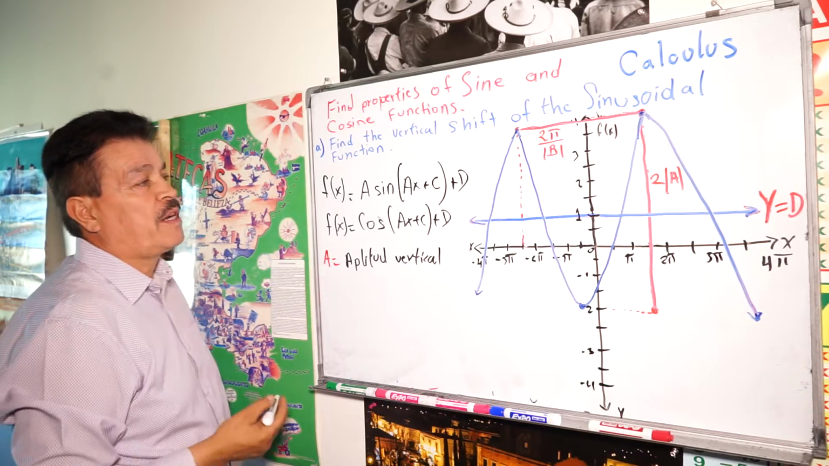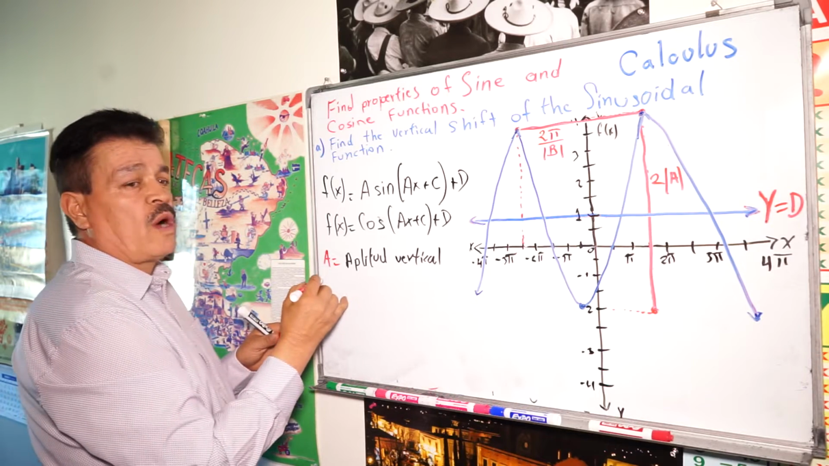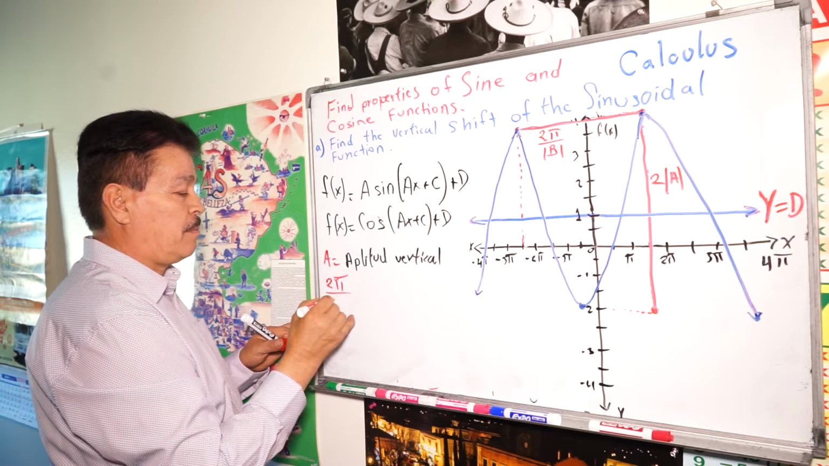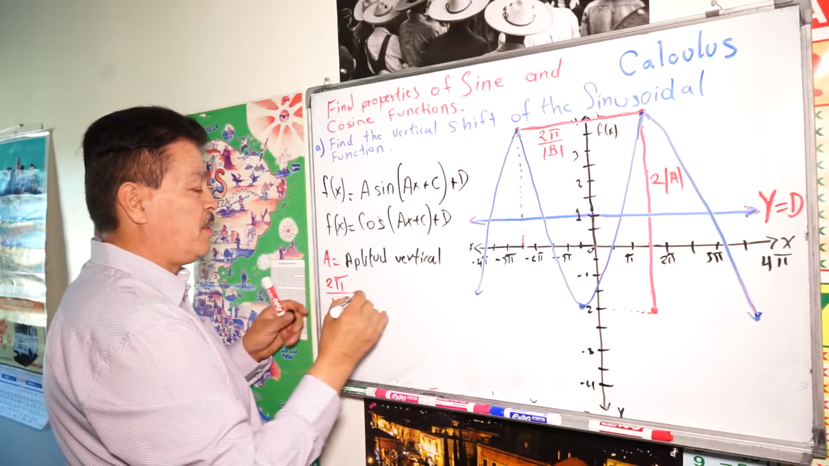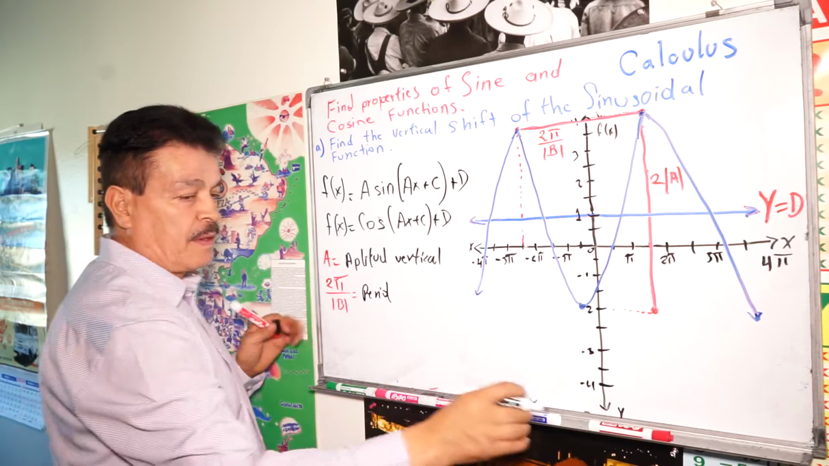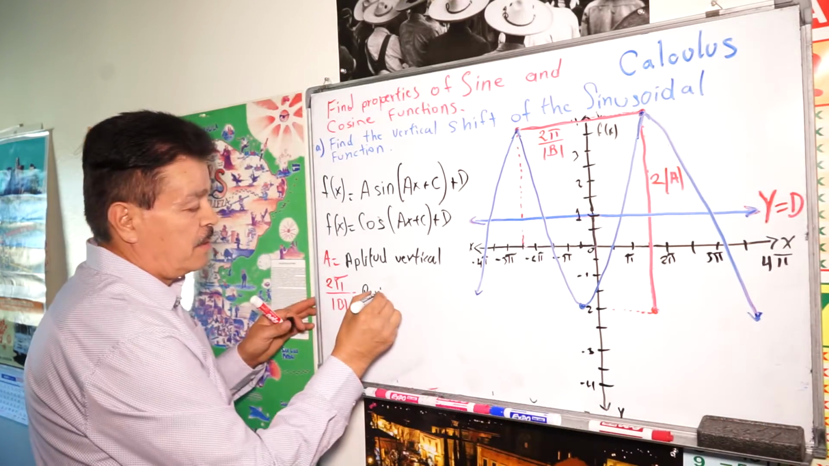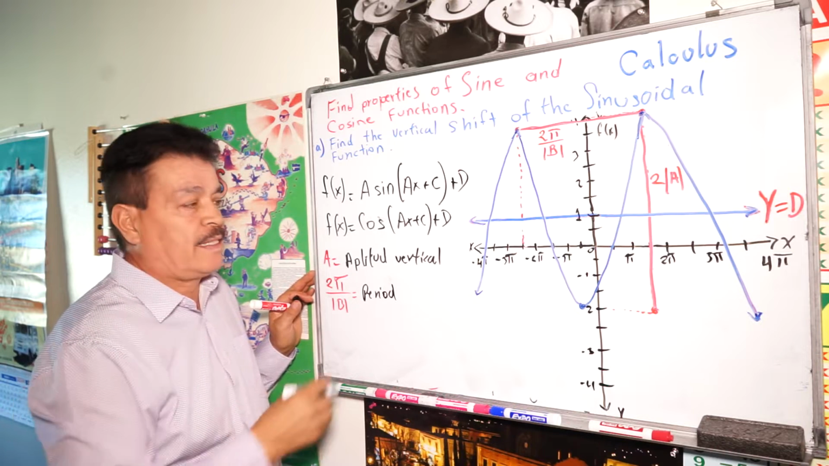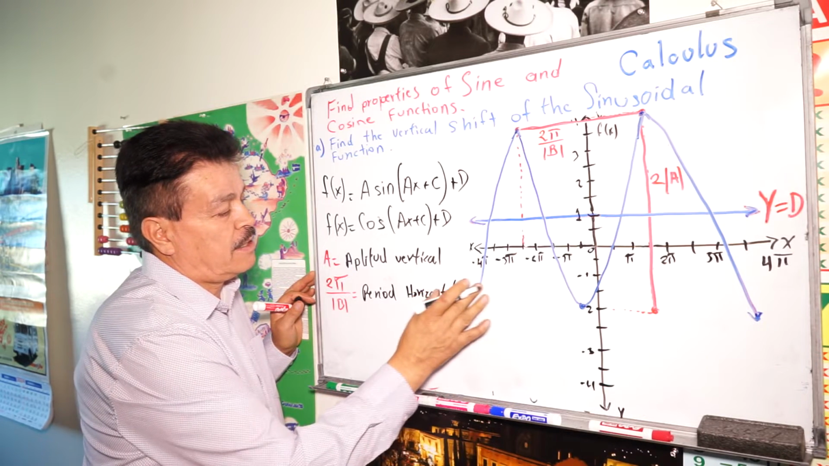So we have another variable here, for instance this one: 2 pi divided by b. This means the period. This is the period of the graph. It's a horizontal distance.